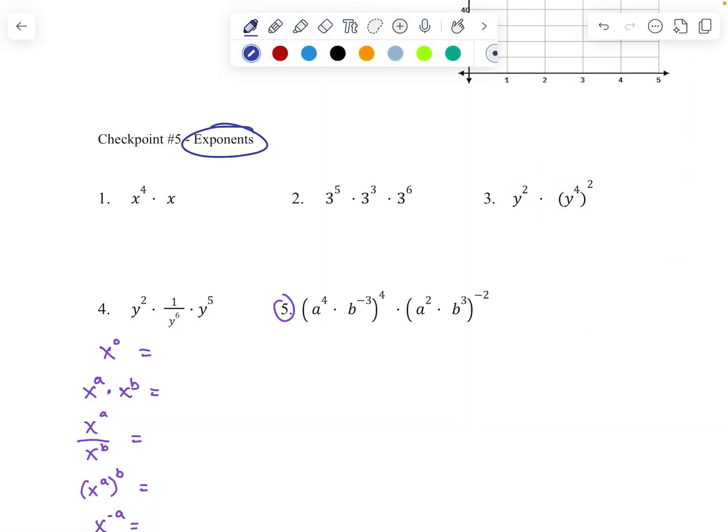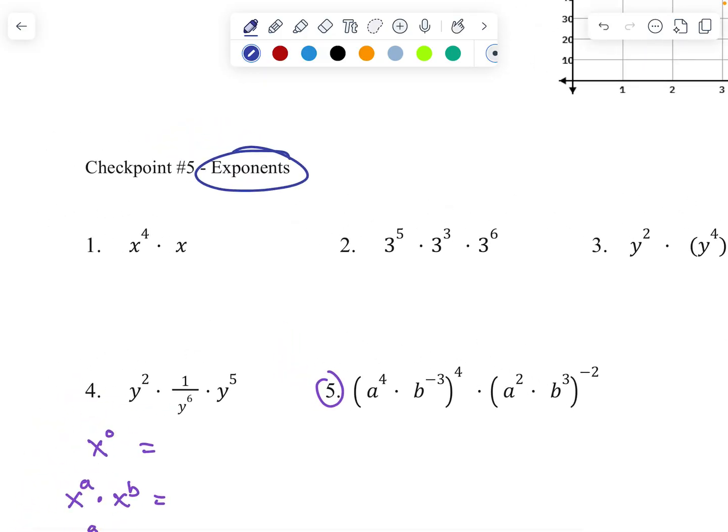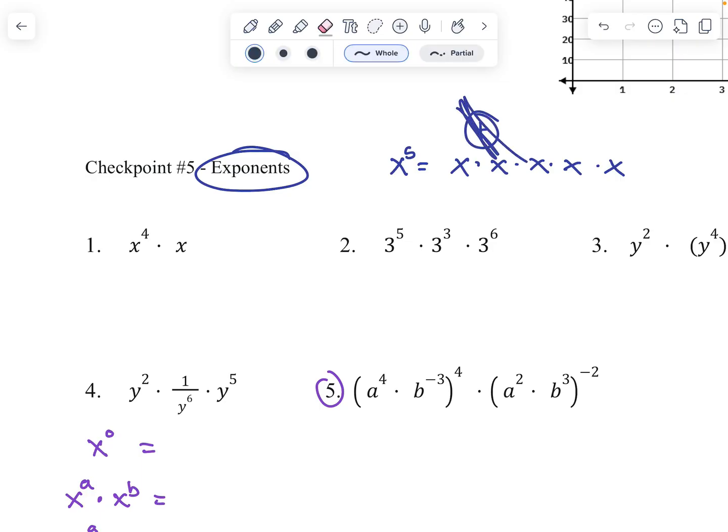All right, this is checkpoint 5, exponents. Now, we started off exponents earlier this year when we were looking at having a bunch of variables being multiplied and labeling that as, let's see, we have 5 x's here. This is x to the 5th, right? This is kind of what we're looking at. They are not being added, okay, no addition. When we have exponents, they are variables or whatever the base is being multiplied.